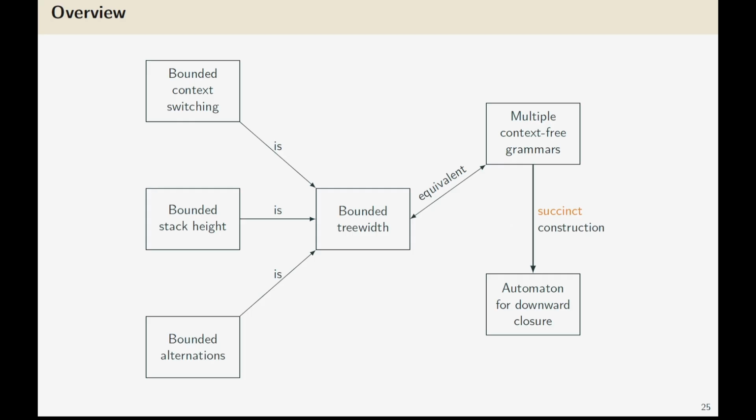So I've shown you how to take a multiple context-free grammar and how to shorten it. And if you have a sufficiently short tree, you can just write down an automaton for it. But I kind of promised you some succinctness. So how small do these trees really get?